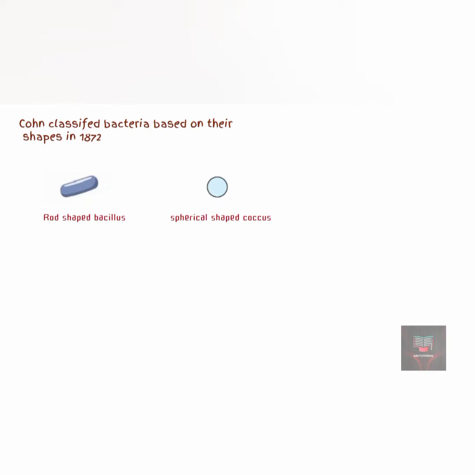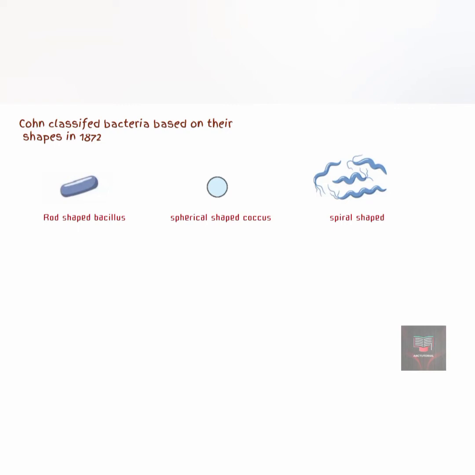In the year 1872, a scientist named Kohn classified bacteria depending on their shapes. When viewed under a light microscope, most bacteria appear in variations of three major shapes, which are the rod-shaped bacteria, also known as the bacilli, the spherical-shaped bacteria, also known as the cocci, and the spiral bacteria. The structure of bacteria has two aspects, the shape and the arrangement.